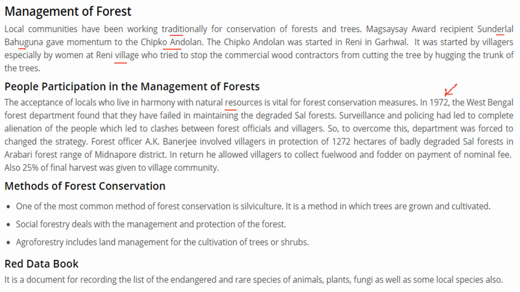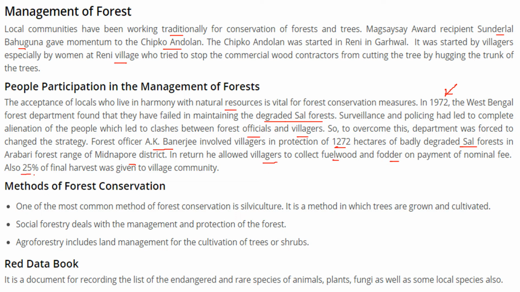In 1972, the West Bengal Forest Department found that they had failed in maintaining the degraded sal forest. Surveillance and policing had led to complete alienation of the people, which led to clashes between the officials and the villagers. In order to overcome this, the department was forced to change its strategy. Forest officer Mr. A.K. Banerjee involved villagers in the protection of 1272 hectares of badly degraded sal forest in Arabari Forest Range of Midnapore district. In return, he allowed villagers to collect fuel wood and fodder on payment of nominal fees.